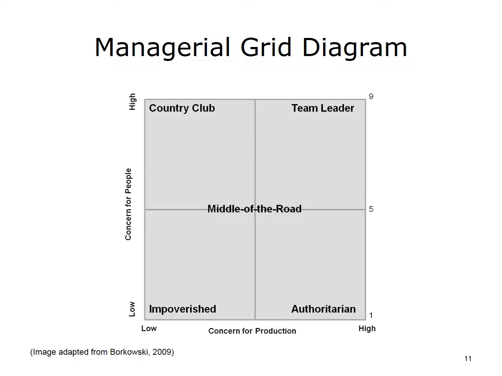In the top right corner is the team leader. And in the lower right corner, we find the authoritarian leader. Down in the lower left corner, we find the impoverished leader. In the next slides, we'll look at the style of leadership associated with each type.